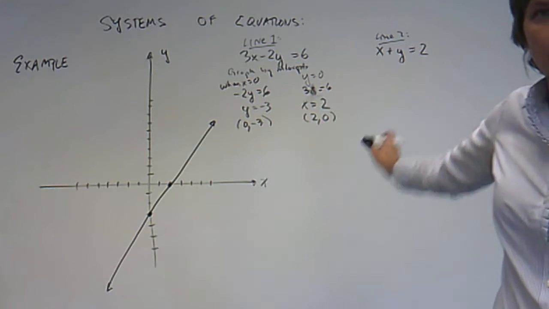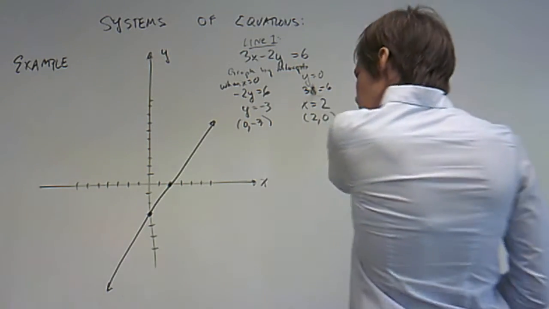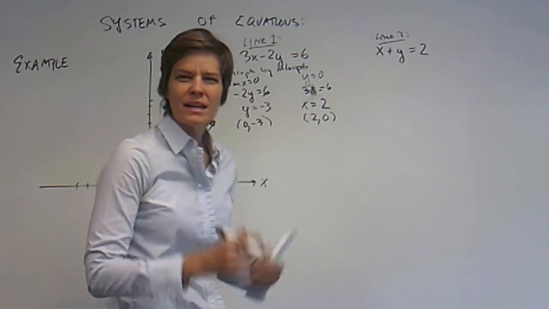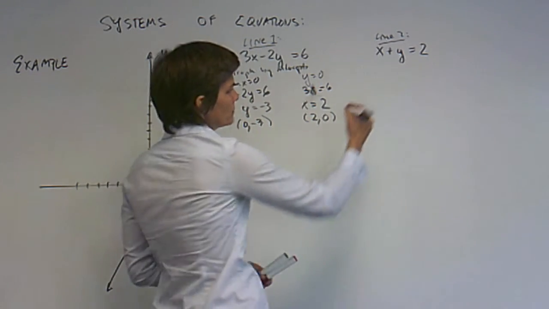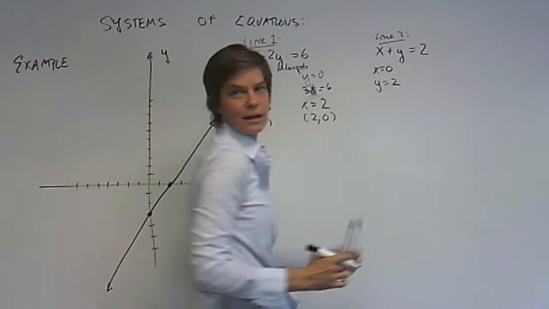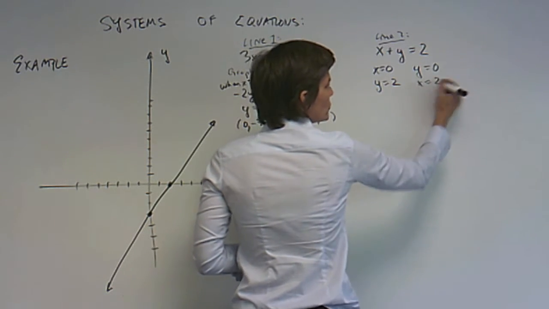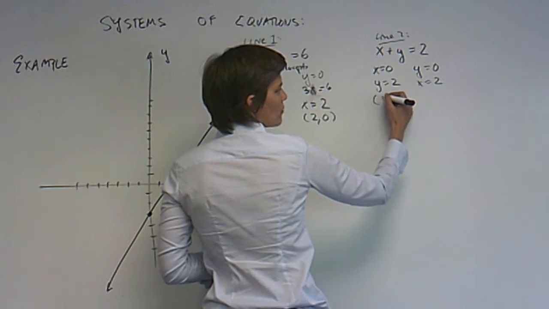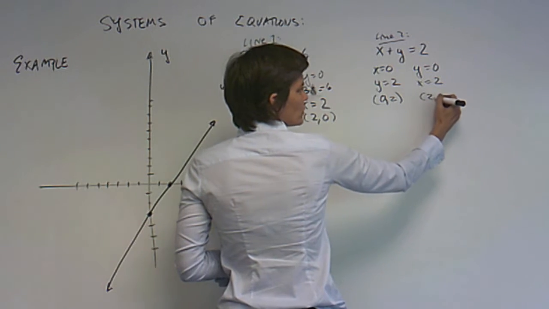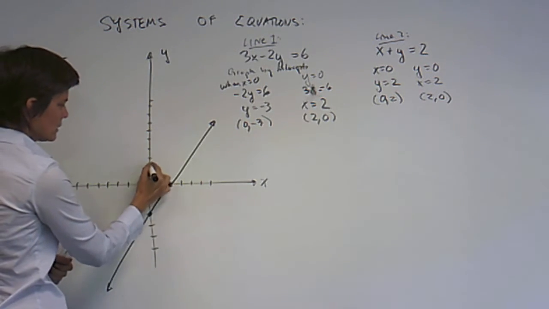Now, can you see line number 2 over there? I think so. I'm going to pull my Vanna White and go on the other side. Intercepts for these are pretty straightforward. When x equals 0, y equals 2, because the x is gone. And when y equals 0, x equals 2. So we're going to have the point 0, 2 and the point 2, 0. Let's go to our graph. Oh, looky there.